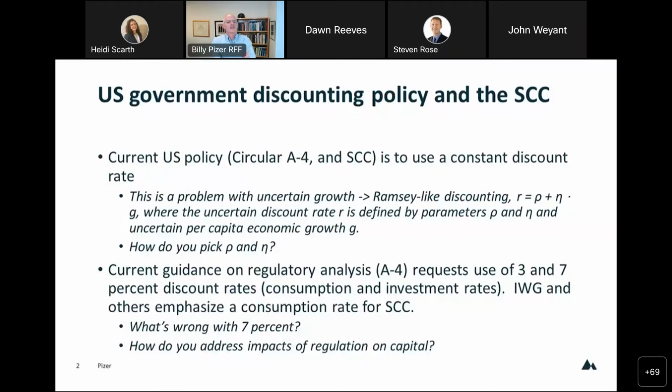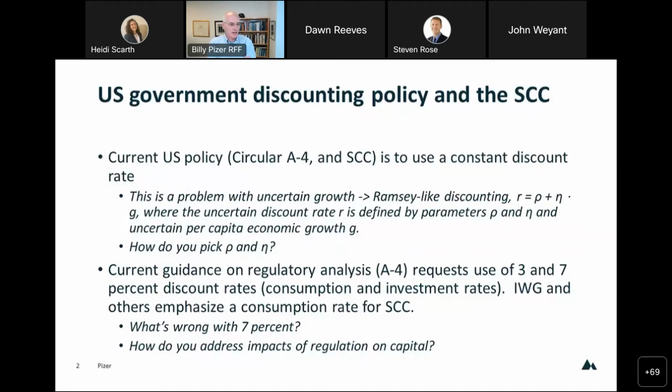Yes, great. Okay, so just to set the stage, there are two problems that I'm going to be talking about. One is that current U.S. policy, as Steve was saying, whether you look at Circular A4, which is the general guidance for the federal government, or the interagency working group, is to use a constant discount rate. And Steve was highlighting some inconsistencies with the deterministic growth rate in different scenarios with constant discounting. I'm going to be talking about the problems when you think about uncertain growth. And I'll give you an example of why that's a problem.